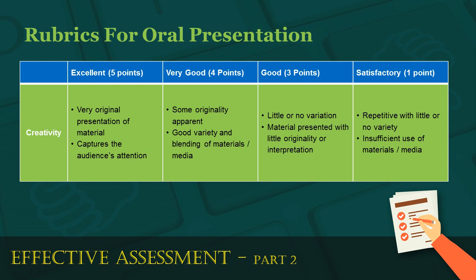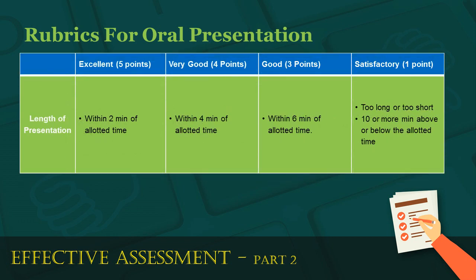The next component of oral presentation is creativity. If the presentation is very original, then it can be graded as excellent with 5 points. If some originality is apparent, then it can be awarded very good with 4 points. If there is little or no variation, it can be awarded as good with 3 points. And if the content is repetitive with little or no variety, then it can be awarded as satisfactory with just 1 point. The last component of the oral presentation will be length of the presentation.